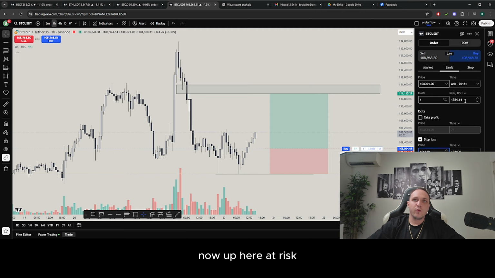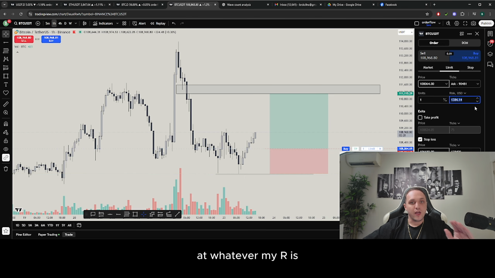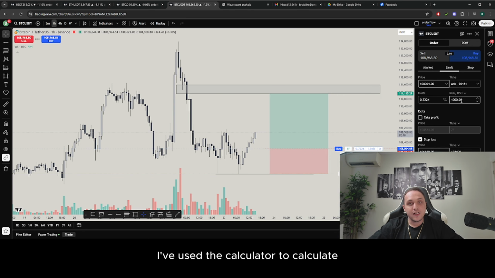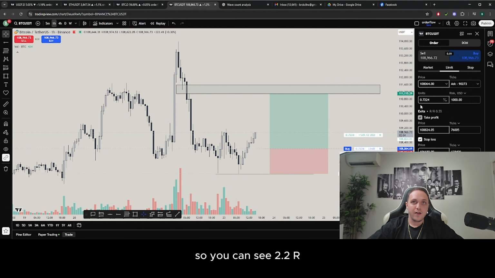Now up here at risk, what I want to do is make sure that this always stays at whatever my R is. So we calculated our R to be $1,000. So my risk then goes to $1,000. Now if you look on the left hand side here, what this has done is it's changed the amount of units in the trade. So now I've risked $1,000 exactly. I've used the calculator to calculate how many units to buy. And this will give me my R. So you can see 2.2 R.